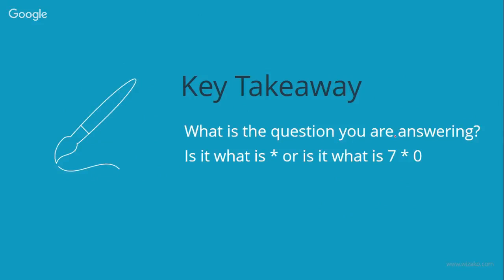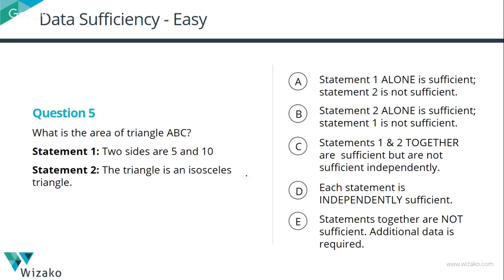What is the question you're trying to answer? Is it what is star, or is it what is 7 star 0? This is a question that can be answered with statement 2 also. So choice D is the correct answer. Let's move on to the last question in the easy set.